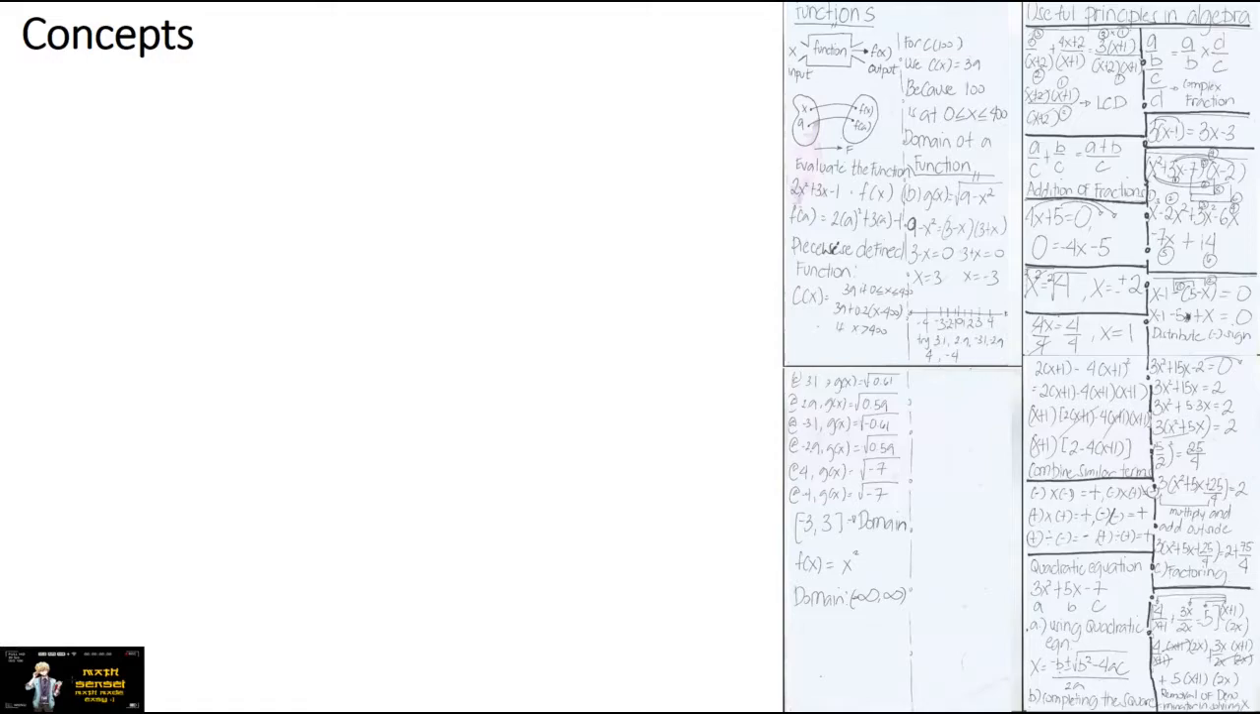Okay, so concepts. So yun, function. Basically meron kang diagram: function sa gitna, then meron kang input, then meron kang output. Ganoon din dito, ito yung input, ito naman yung output, kasi ito yung function. So ano ibig sabihin?